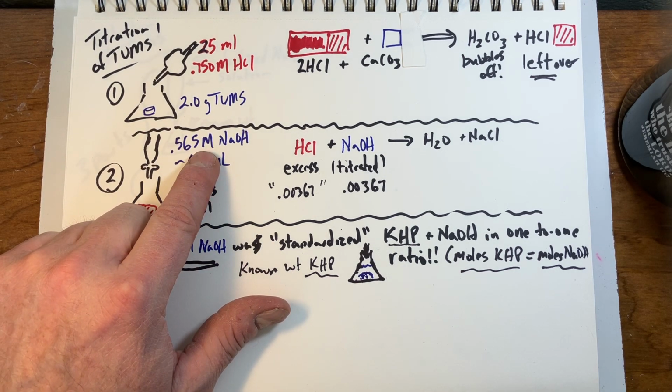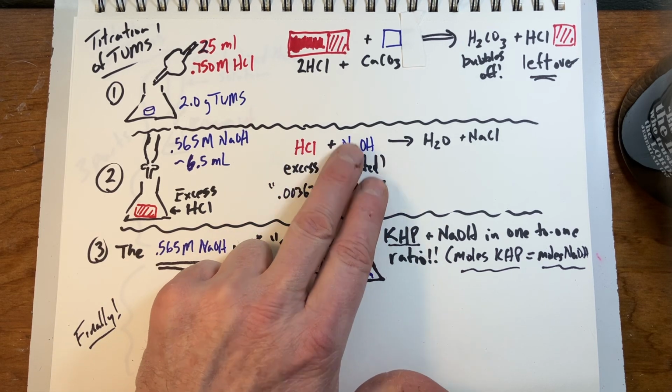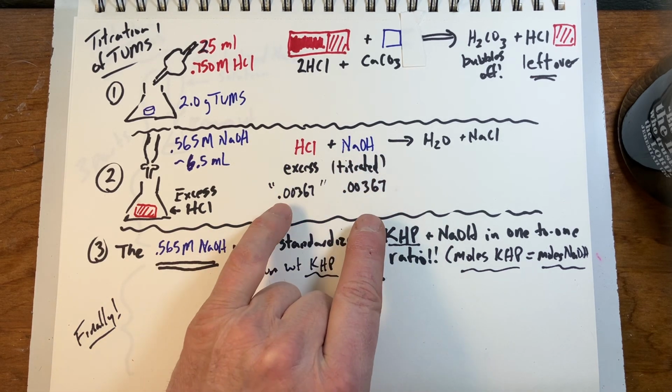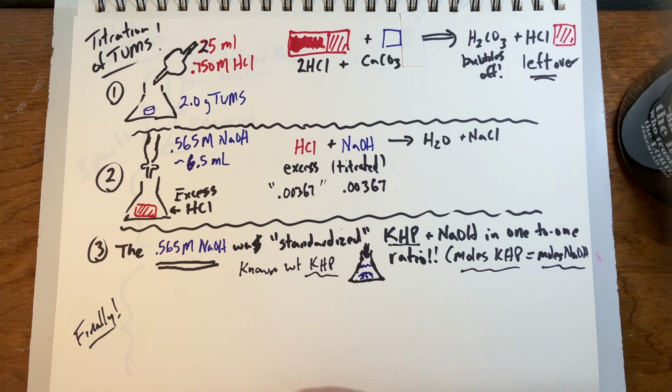And once we did that titration, the second part with the standardized NaOH, we know the exact amount of HCl when we reach equivalence, when the solution goes pink.